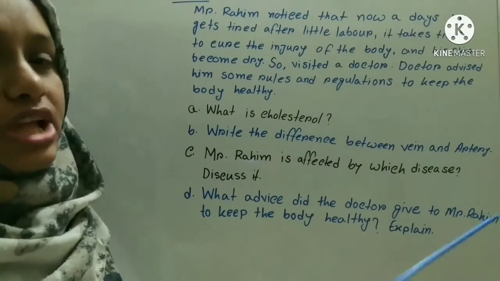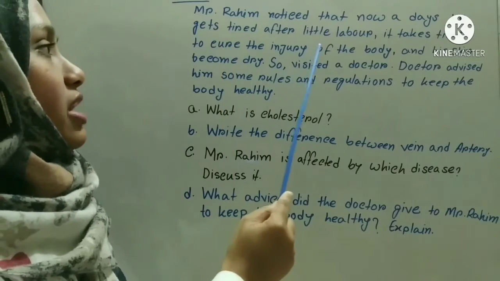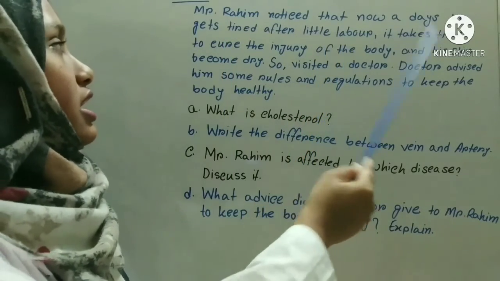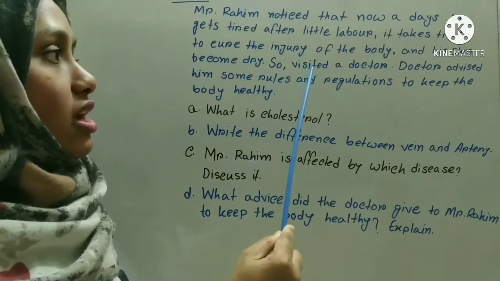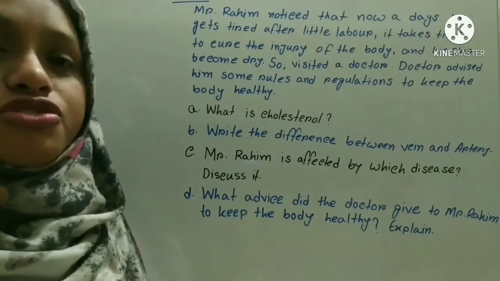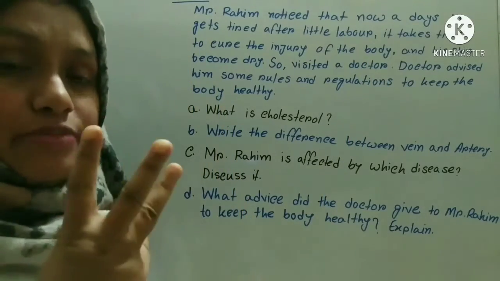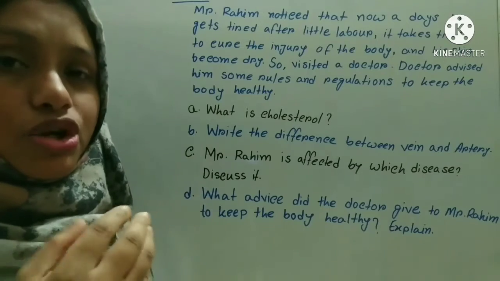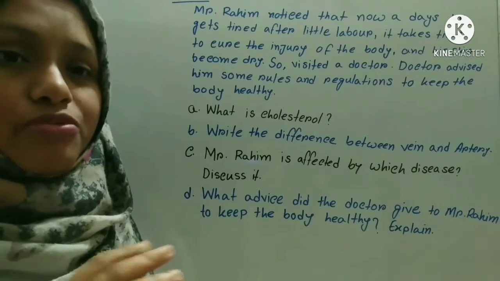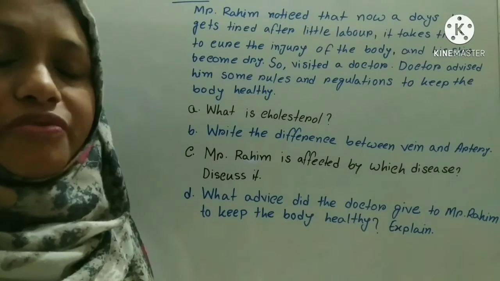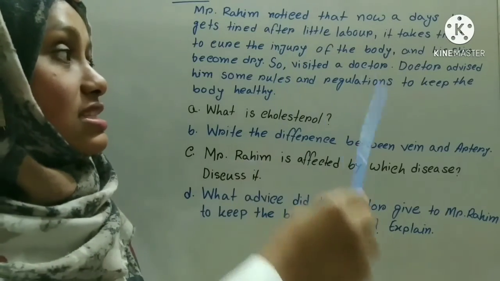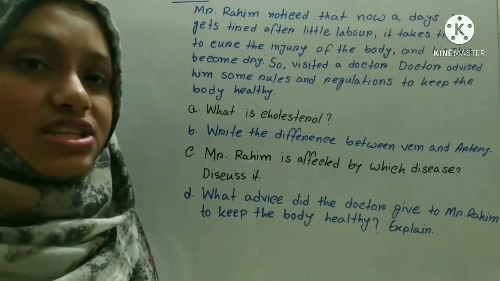You have to find out that Mr. Rohim gets tired with little labor. It takes time to cure his injury and his body becomes dry. These three symptoms are related to a disease. To identify the diseases, you have to remember the symptoms of different diseases. These symptoms are related to which disease?